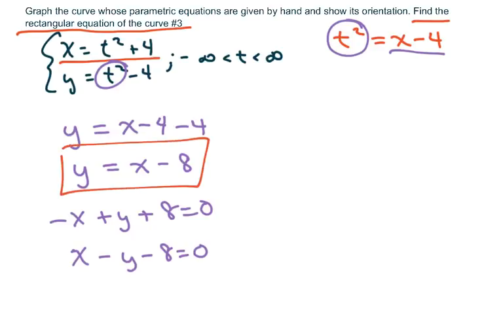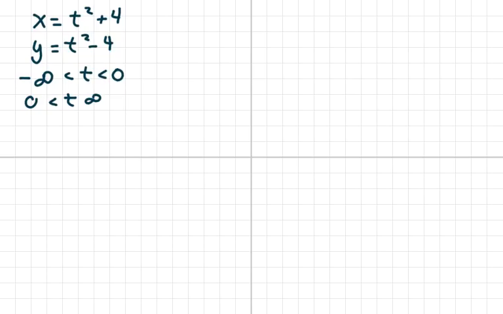Now let's graph it. We've got this situation on the restrictions. We're going for all real numbers, basically. So how we want to look at this is, for negative numbers, let's plug in 0 first. If t is 0, then x is 4 and y is negative 4. So we're starting here: 1, 2, 3, 4, 1, 2, 3, 4.